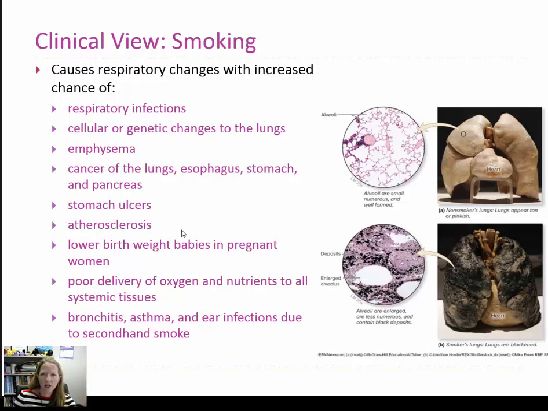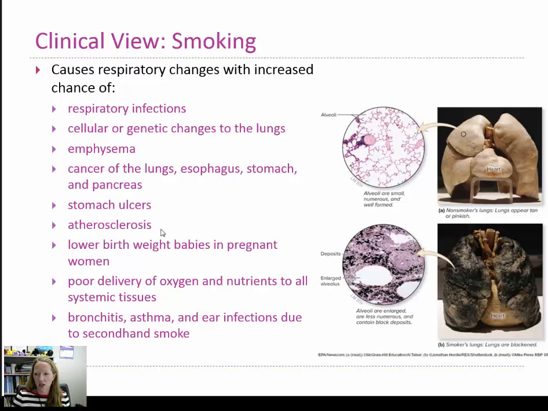Let's talk about what we covered as far as smoking in the cardiovascular section. Remember, we talked about how nicotine is going to cause vasoconstriction. So that is going to cause issues with blood flow. It is going to increase resistance, and that decreases blood flow, but the body is going to try and compensate by increasing pressure.